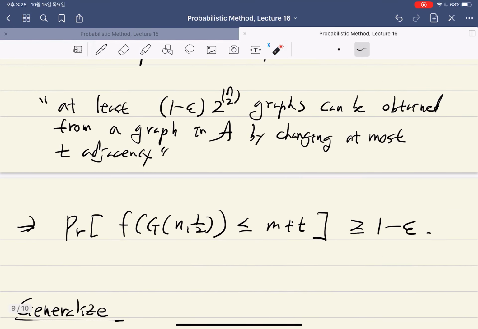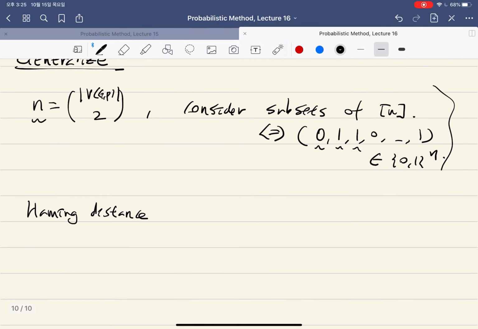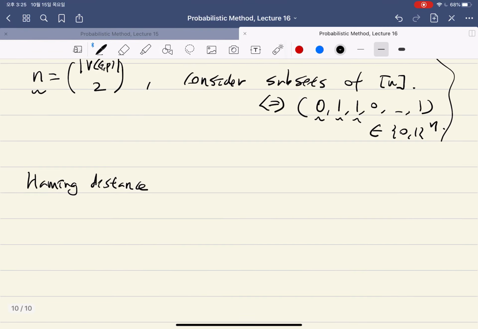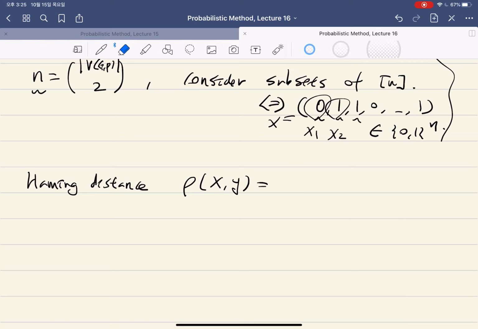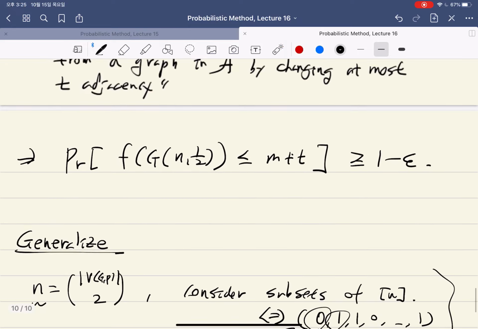And here what's related to this changing adjacency is Hamming distance. The Hamming distance between two points, x and y. So this is x, the first coordinate x1, and this is the second coordinate x2, and so on. Let's say rho of x, y is the summation of, it's the same as the number of i such that x_i is different from y_i. So this measures how many adjacencies we have to change in the random graph model.